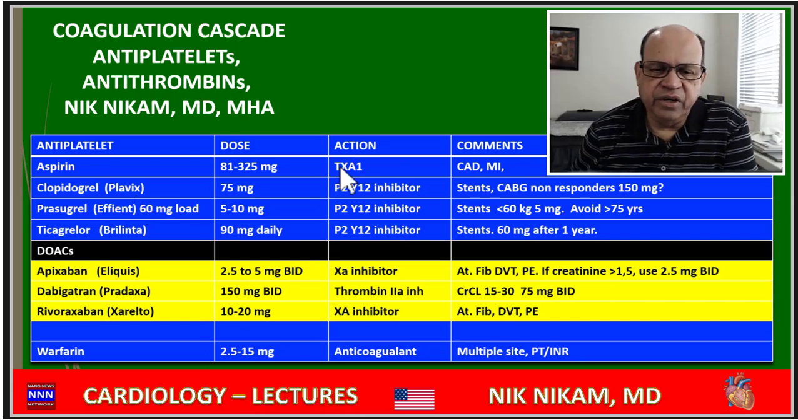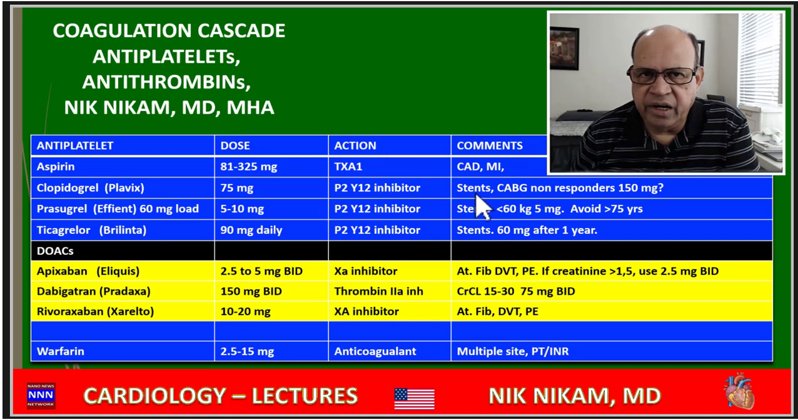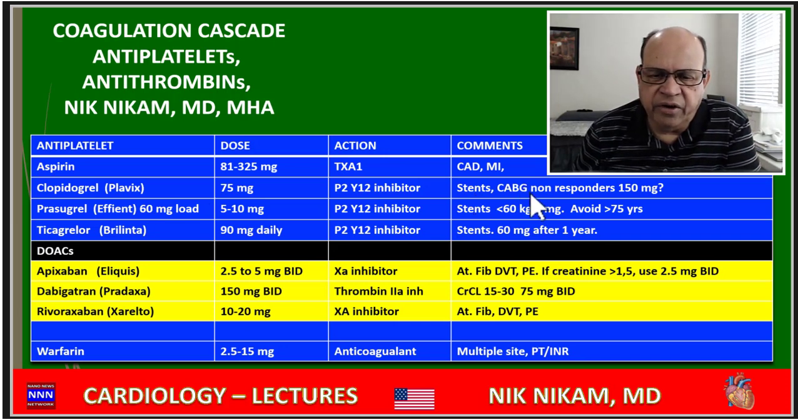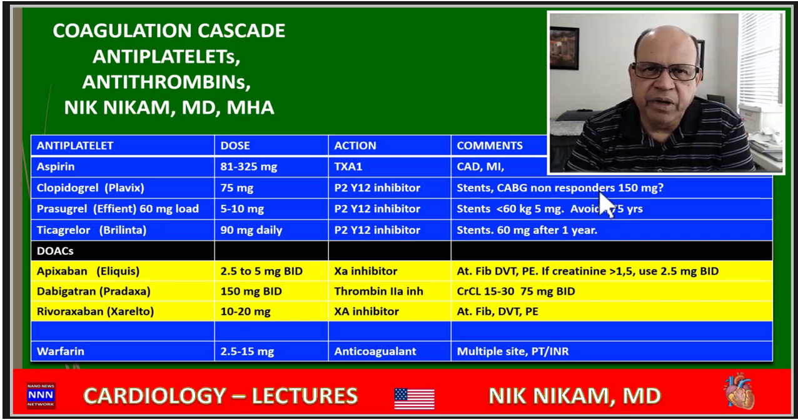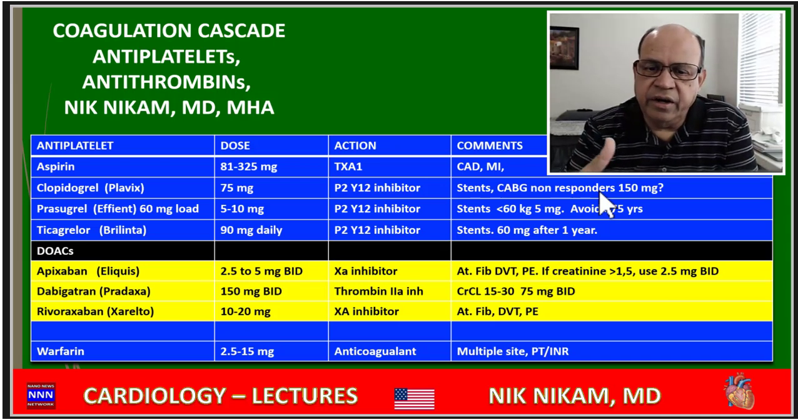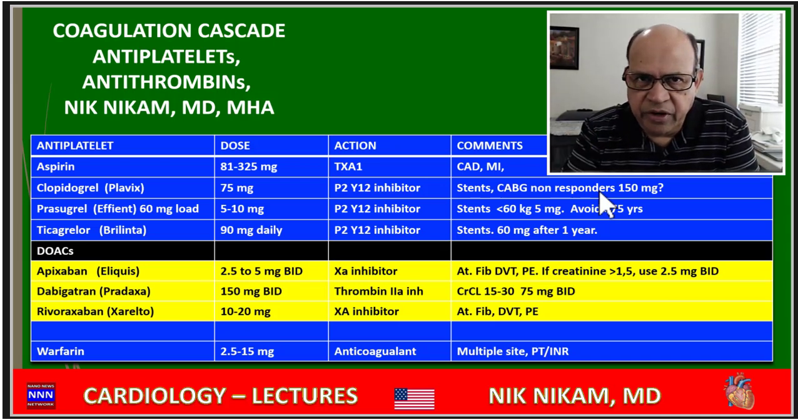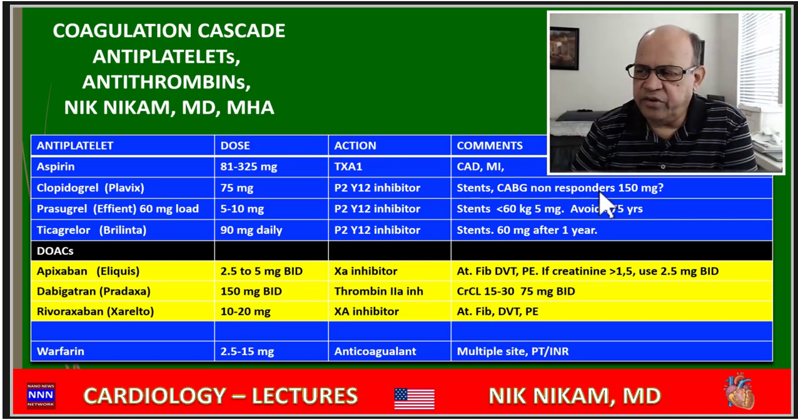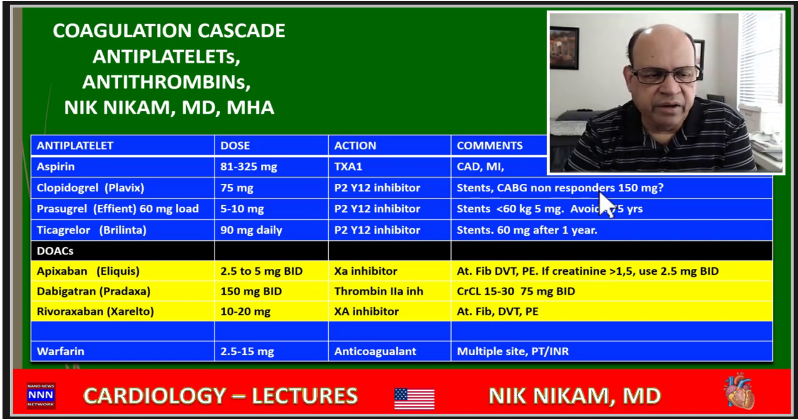It is most often used in patients who had coronary interventions with stents or balloon angioplasty, or coronary artery bypass surgery. A small percentage of these patients may be non-responders, in which case doubling the dose might work, or if that doesn't work, we have to switch them to a different drug like Efient or Brilinta.